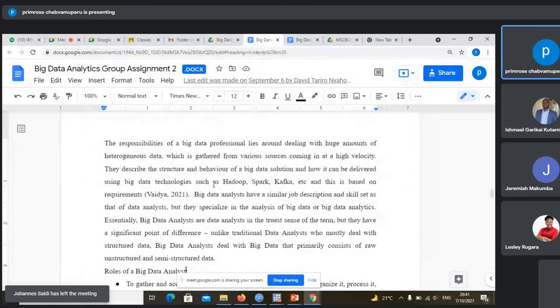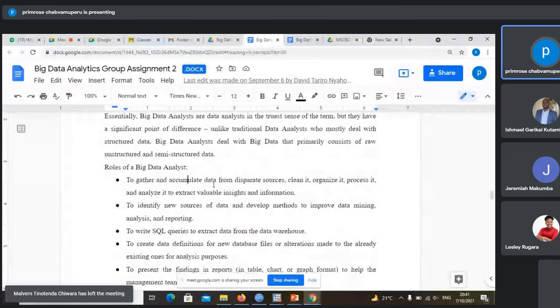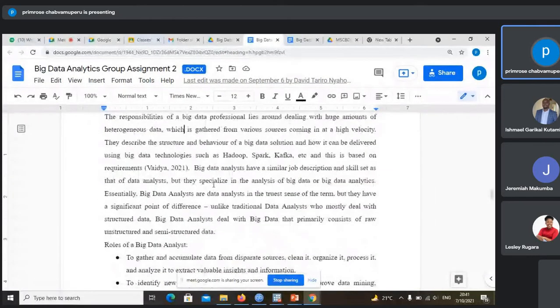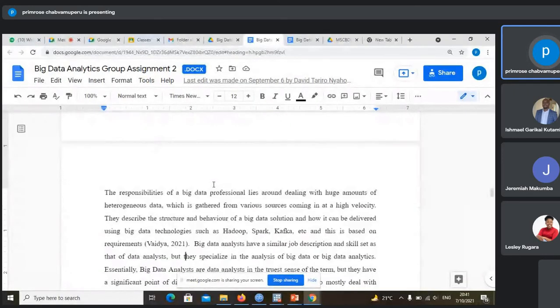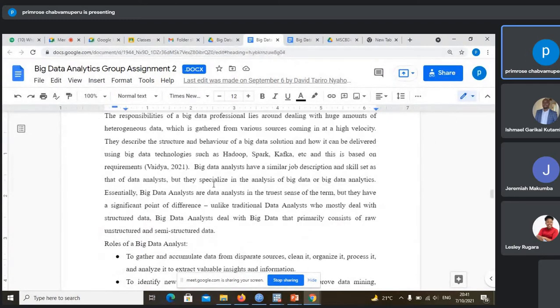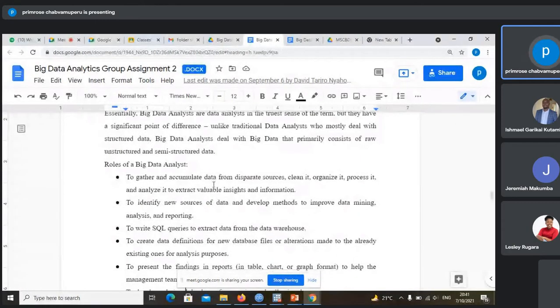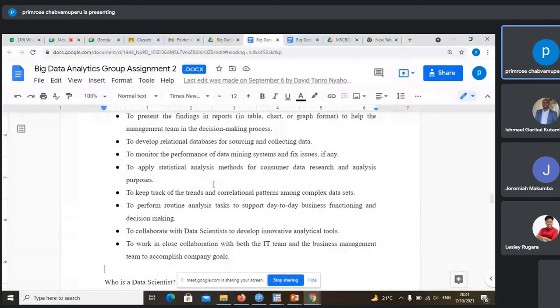So I think I can just share the document in the group as well, if it's okay. I was just saying overall the responsibility of a big data professional lies around dealing with huge amounts of heterogeneous data which is gathered from various sources coming in at high velocity. So I'll share the document in the group. Thank you guys.